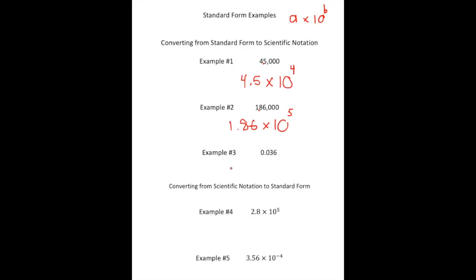All right, example number 3, we have a decimal. And again, just like the other ones, our a values have to be greater than or equal to 1, but less than 10. So that's going to make that a 3.6 times, but this time we're moving the decimal 2 spots to the left. And every time we do that, we're dividing by 10. So that's going to be 10 to the negative second power. Notice these have positive powers, and this one has a negative power.